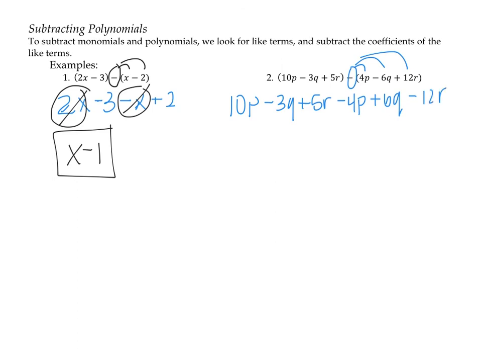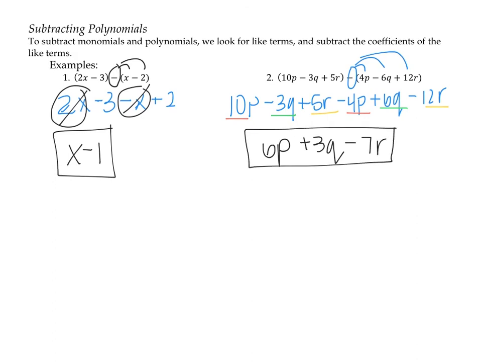Combined our like terms, we've got p's here, q's, and also our r's. So I'm going to go ahead and combine all those. 10p and minus 4p is now 6p. Minus 3q plus 6q is now positive 3q, and then our r's become a negative 7r. And that is our simplified version for that problem.